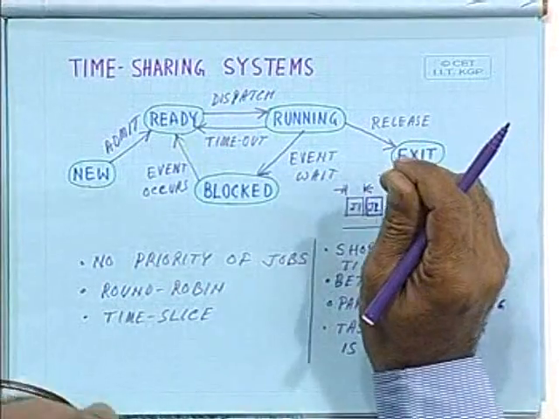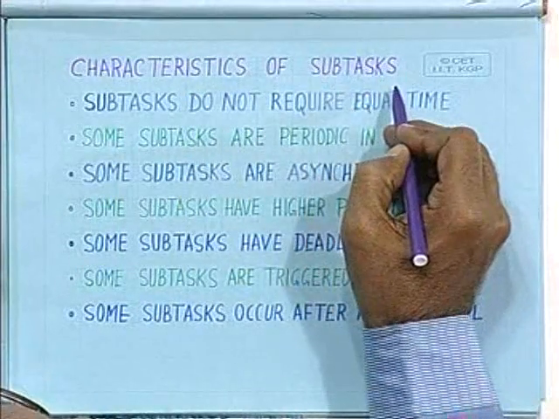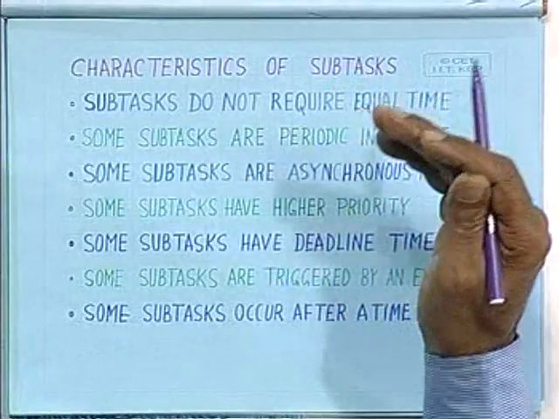So this is known as the time sharing system, and this is the kind of operating system used in most of the modern processors. However, this particular time sharing system cannot satisfy the requirement of present day embedded applications, because some of them are real time in nature. Before we discuss the real time operating system, let us have a look at the characteristics of the subtasks which are essentially to be performed by embedded applications.